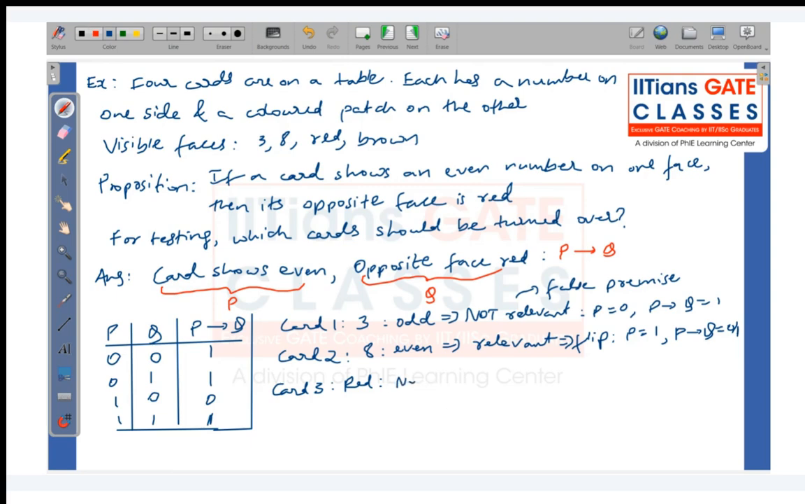Not relevant, correct. And why is that? I'm having Q equal to 1. So at Q equal to 1, these two entries are relevant, right? These two. The output is already 1. So P implies Q is 1. So what does that mean? You don't flip the card. This proposition has already yielded a true value.